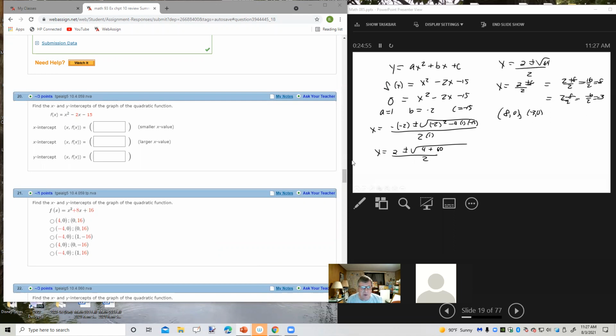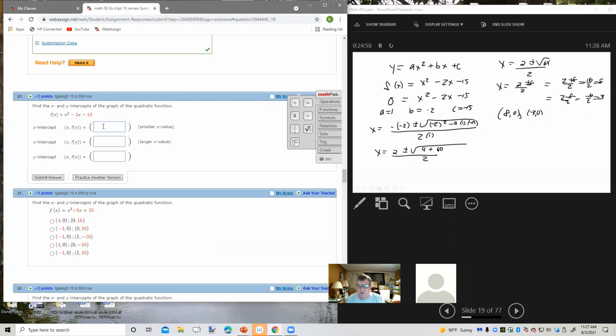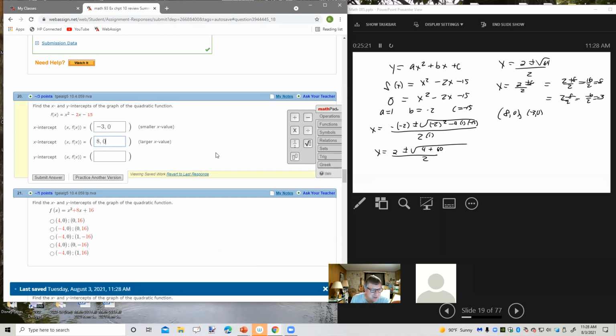But keep in mind, it asks to put the smaller ones first. So we're going to put the negative 3, 0, and the 8, 0. Make sure that you put in both coordinates, the x and the y value. Also make sure you use a comma and not a period. These are all mistakes I've seen people make.